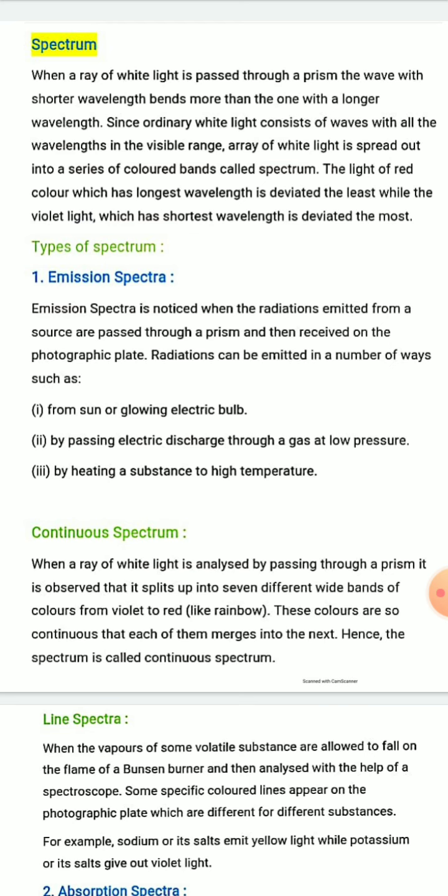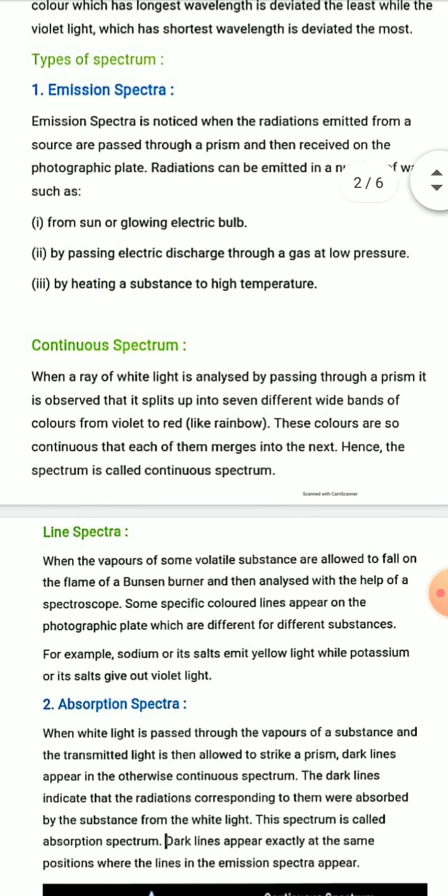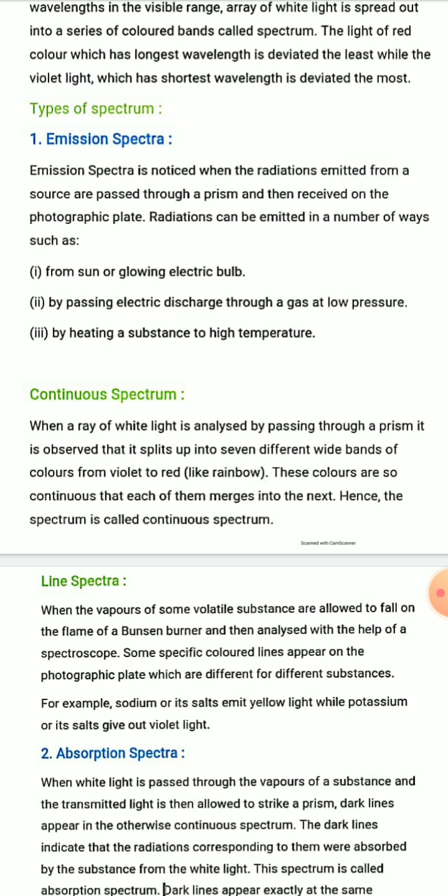Now, types of spectrum. There are two types of spectrum mainly. One is emission spectrum, the other is absorption spectrum. Emission spectrum is noticed when the radiation emitted from a source is passed through a prism and then received on a photographic plate.